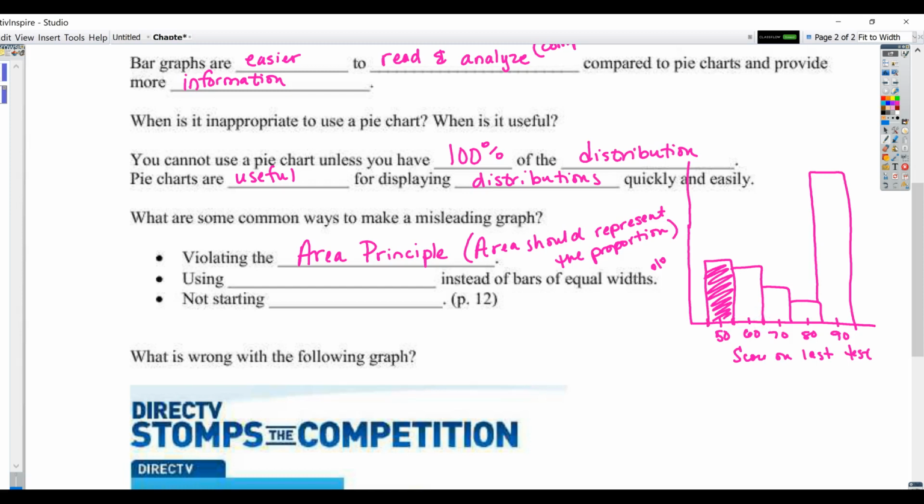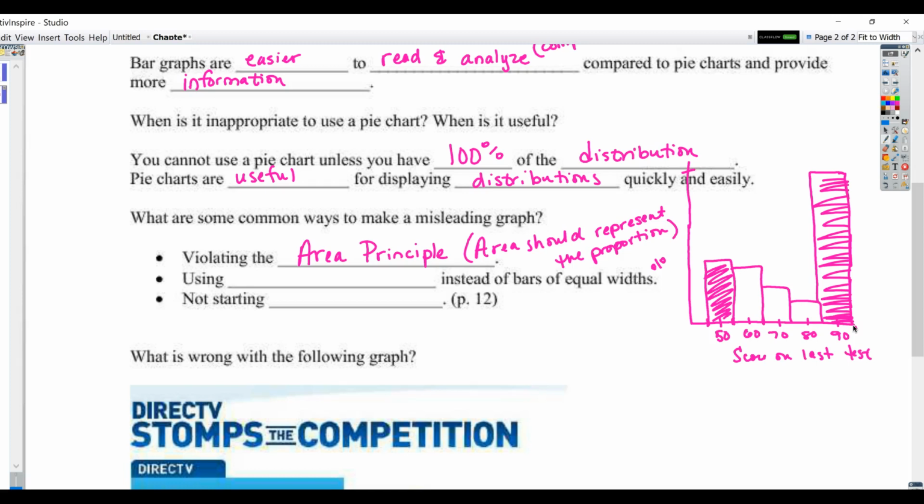If all of a sudden I made the 90 twice as wide, then this area right here would no longer represent the probability or the proportion, if indeed this was true over here for whatever percentage it is. So hopefully that makes sense to you, but you definitely want, I'm going to erase this part of it, you definitely want your bars to be even or equal widths. So then the height is the only thing that's really changing, and then you have basically the area principle where the area represents the proportion. So that's what's going on.